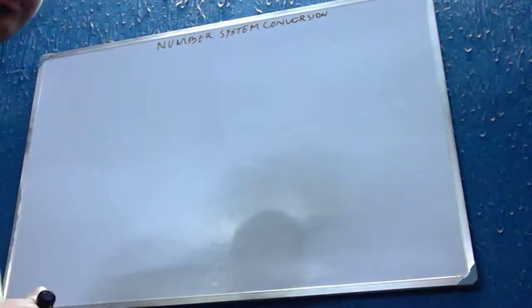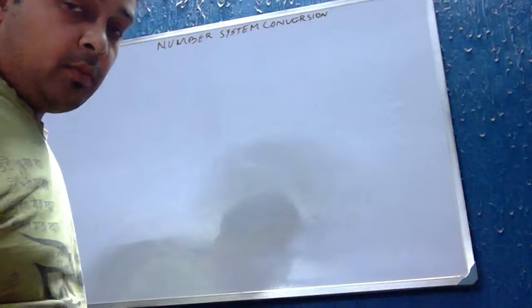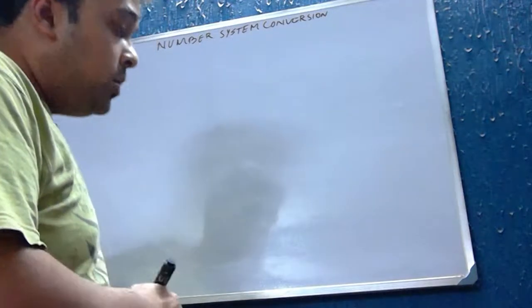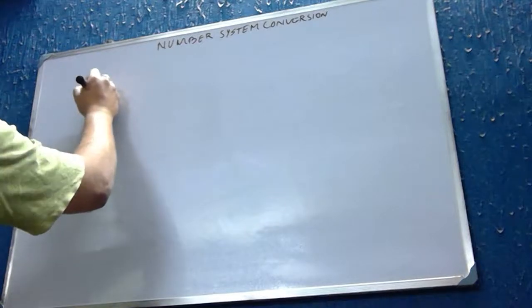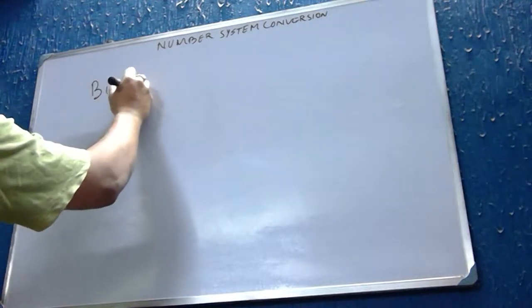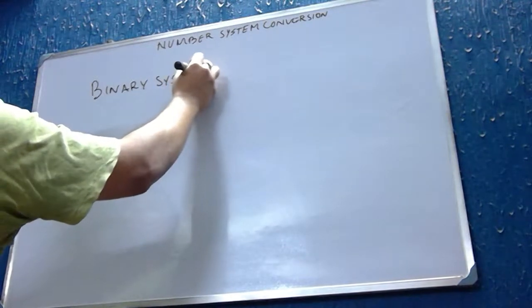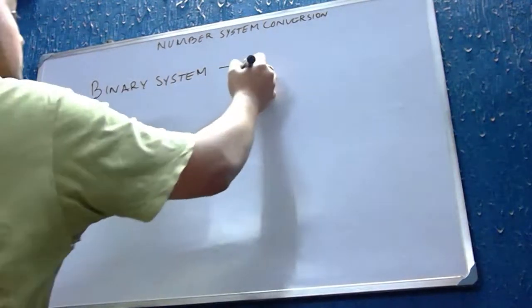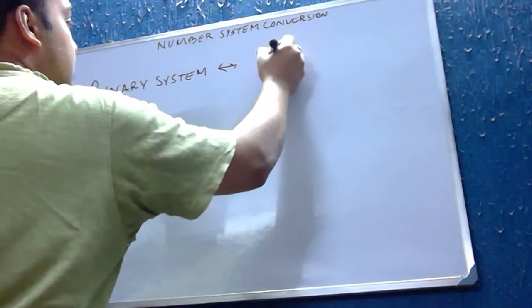Okay, so for the number systems, I would like to introduce you to the first conversion system, that is from the binary system to, I mean, to the decimal.